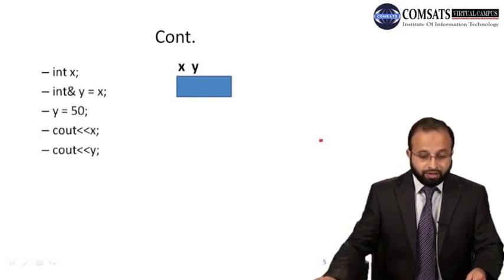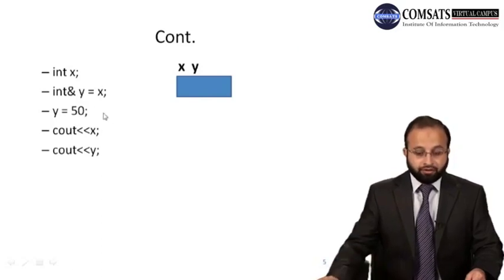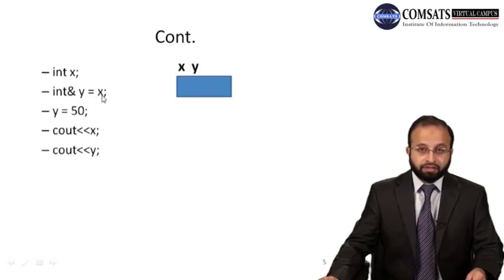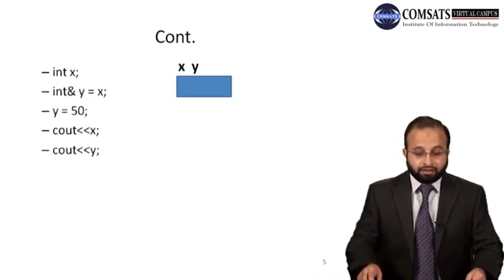So this is a must condition that you must specify int and y is a reference variable. When you create a reference variable, you must initialize it. You must initialize the reference variable with some variable for which it becomes a second name, for which it becomes an alias, right?